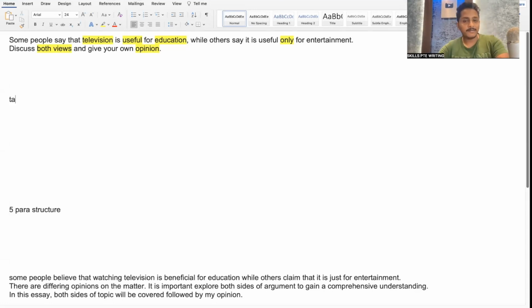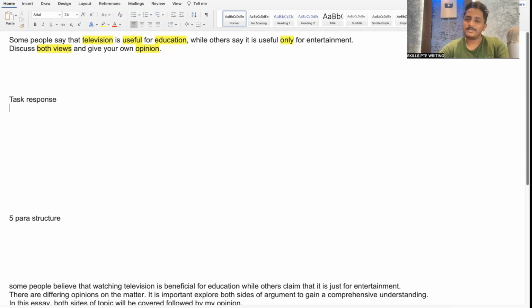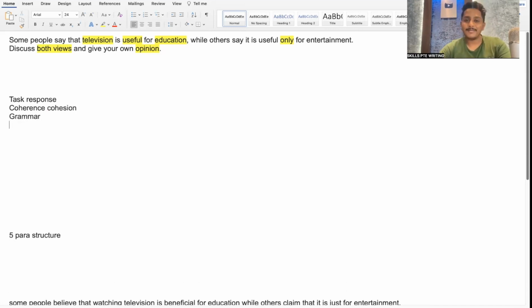So how you are evaluated: task response out of 9, then coherence and cohesion, that is narration, then grammar, vocabulary. All these scores out of 9, whatever you have got, divided by 4, they'll do, and what score you get, that is your final band score. So what is this task response? Have you answered the question, or is your answer answering some other question?